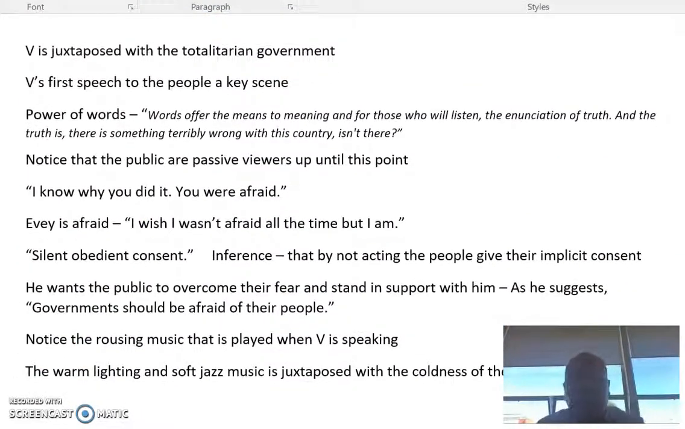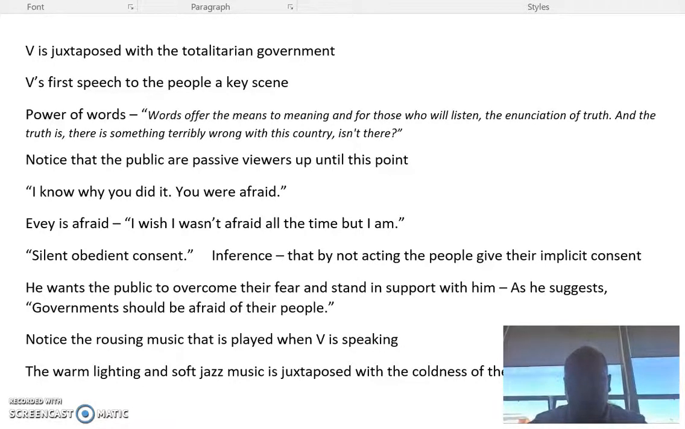And so throughout the film, I would argue that we see V as being juxtaposed with the totalitarian government. And that we see this especially in his first scene, which is really his first speech to the people, which is a really key scene. So some of the notes we put for this is that he's all about the power of words. And he says, words offer the meaning to meaning, and for those who will listen, the enunciation of truth. And the truth is there is something terribly wrong with this country, isn't there?